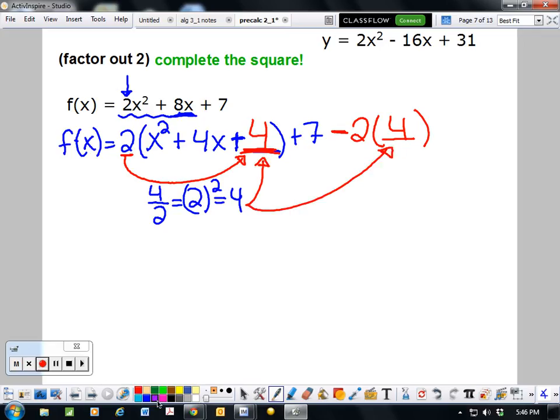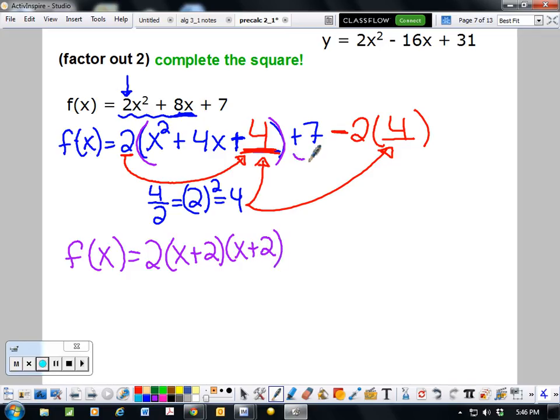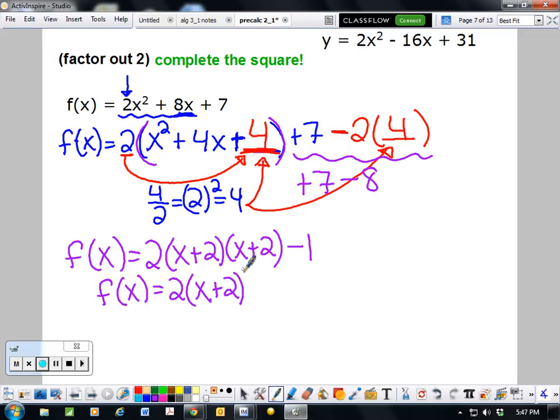So now I'm ready to go ahead and factor this. Now I have my function at x equals 2, and now I'm going to factor this x squared plus 4x plus 4. And that should factor into x plus 2 times x plus 2. And then over here, I've got to simplify this. So this really becomes plus 7 and then minus 8. And a positive 7 and minus 8 combine to become negative 1. So now my function at x is 2, and I combine these into 1, so x plus 2 squared minus 1.